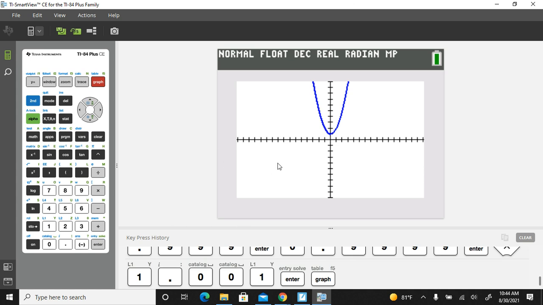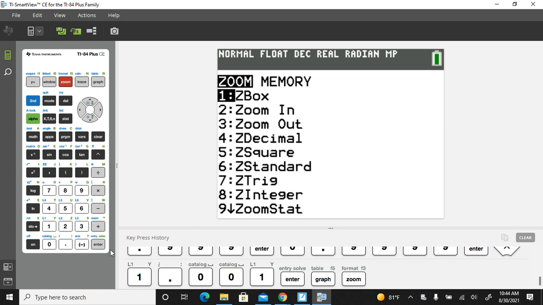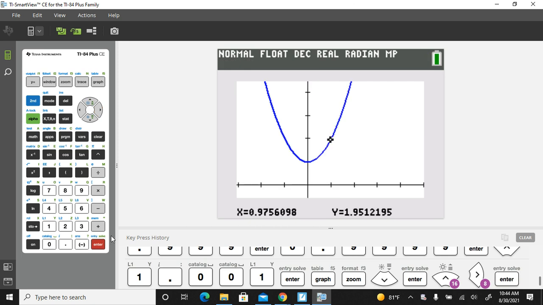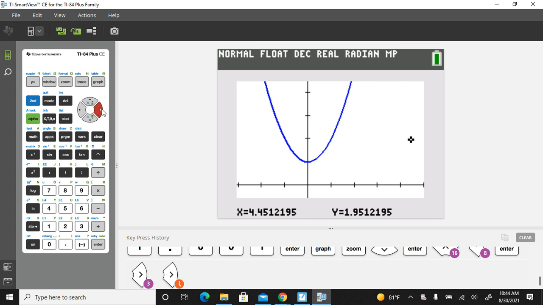We are looking as x approaches 1, correct? We can zoom in because we don't really care about some of this other stuff. So I'm just going to move to where my x is 1. Zoom in, boom. I'll get this cursor out of the way for viewing purposes. Here is where my x is equal to 1.